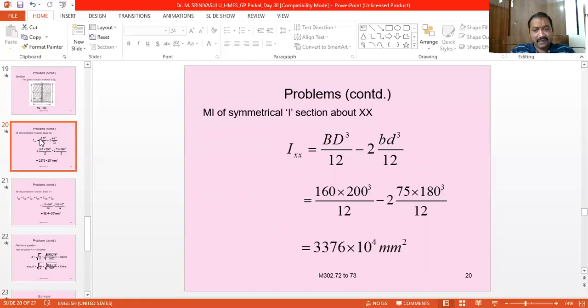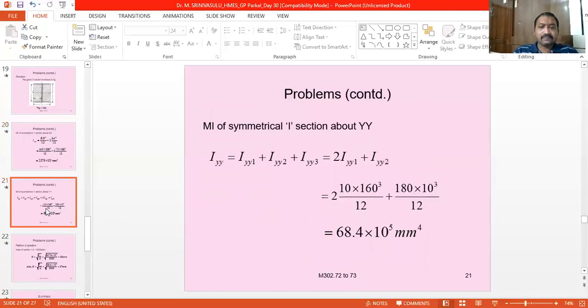So that is nothing but BD cube by 12 minus 2 into small bd cube by 12. Substituting the values here, capital B is equal to 160 mm, and depth is equal to 200. For the small rectangles, the width is equal to 75 and depth is equal to 180. So substituting the values, Ixx is equal to 3376 into 10 power 4 mm4. This is the moment of inertia about the central axis XX.